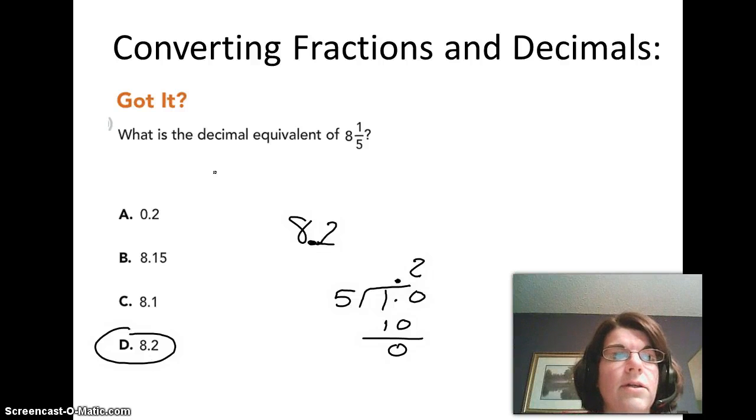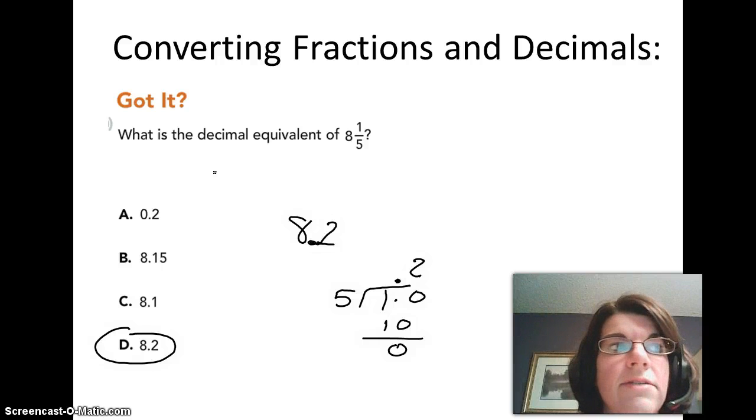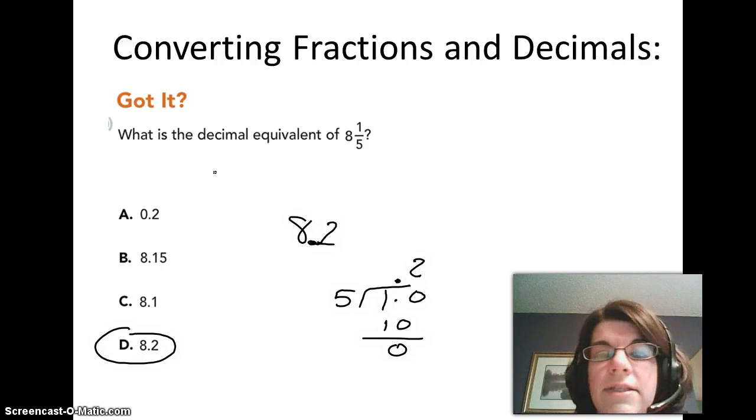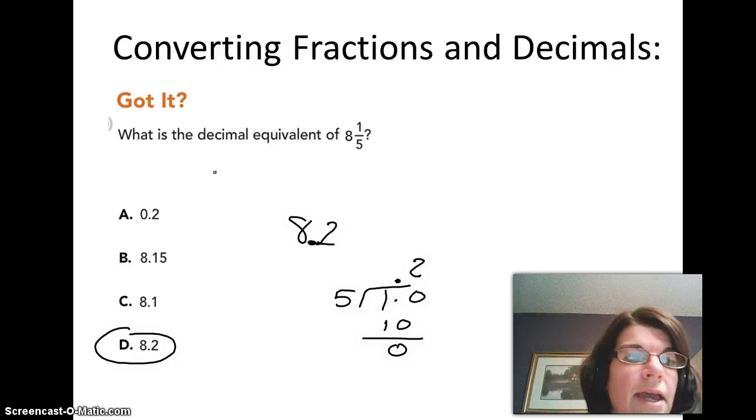All right, so here's the last one, 8 1/5, and we go ahead and divide. The 8 stays out in front. You divide the 1/5 and you end up with 0.2. So we have 8.2, choice D.